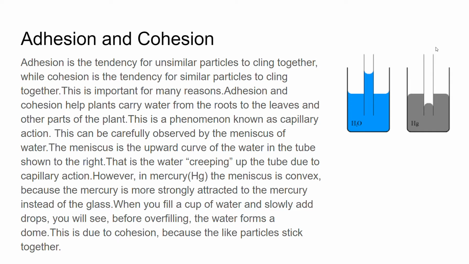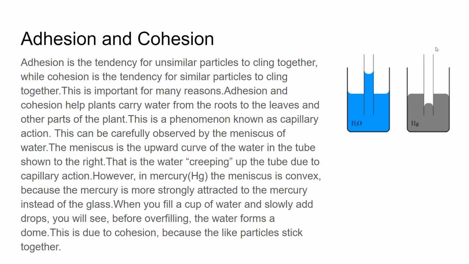This can also be observed by the meniscus of water. The meniscus is the upward curve of the water in the tube shown to the right. That is the water creeping up the tube due to capillary action. Another example is if you have a paper towel and you place it on water, the water is also going to be creeping up the paper towel.